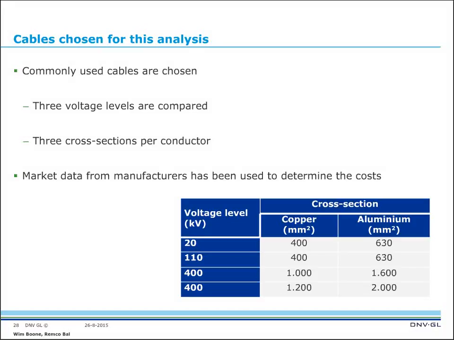We've used several voltage levels for this analysis: 20 kV, 110 kV, and 400 kV. Within these voltage levels, we've used cables of different cross sections, as seen in the table, which are the before-mentioned cross sections. So we have 3 voltage levels that are compared, 3 cross sections per conductor, and then we've used market data from manufacturers to estimate the cost.